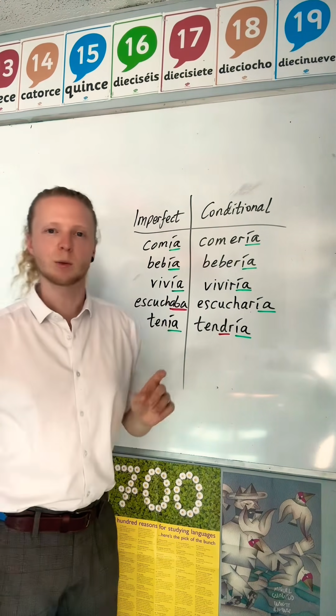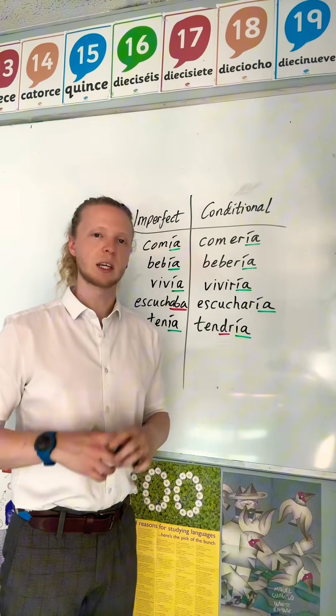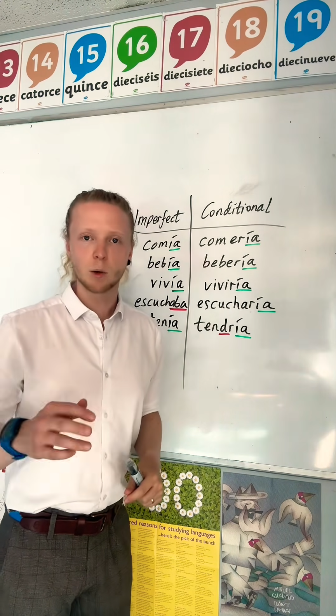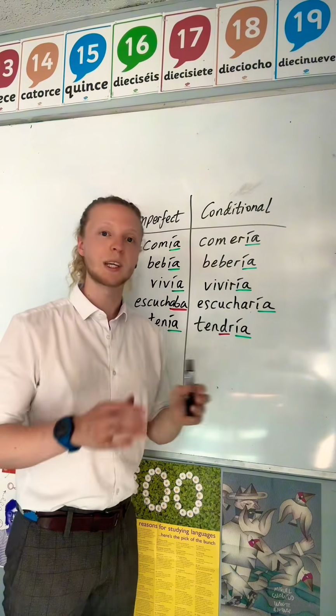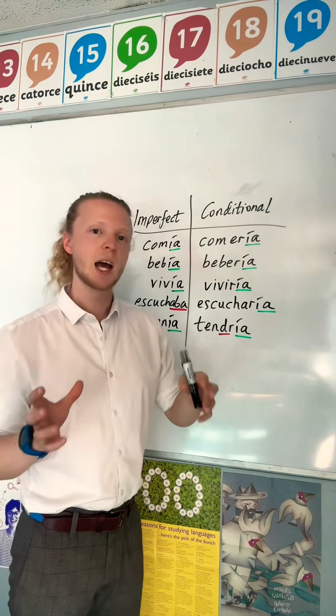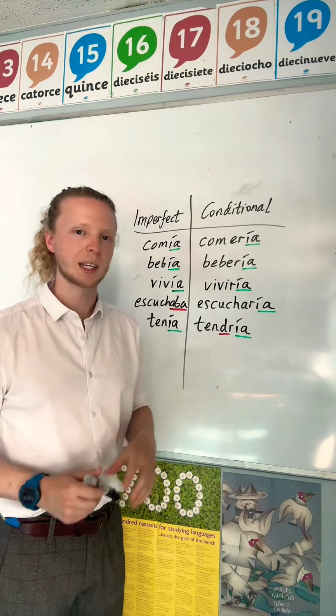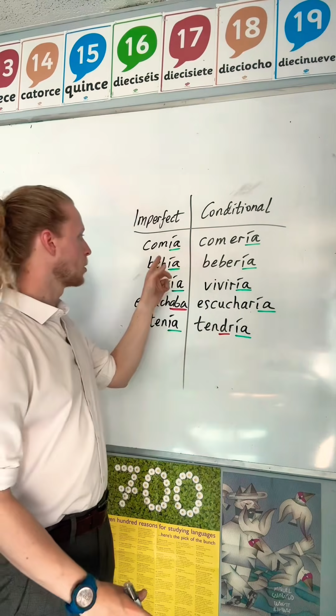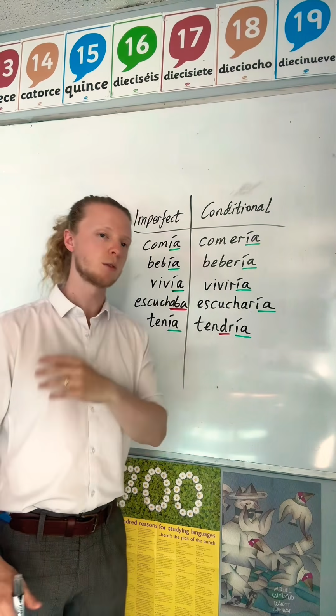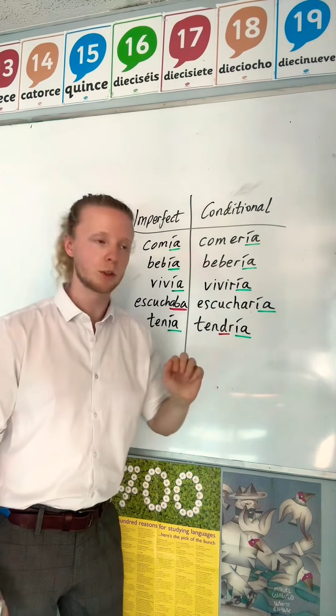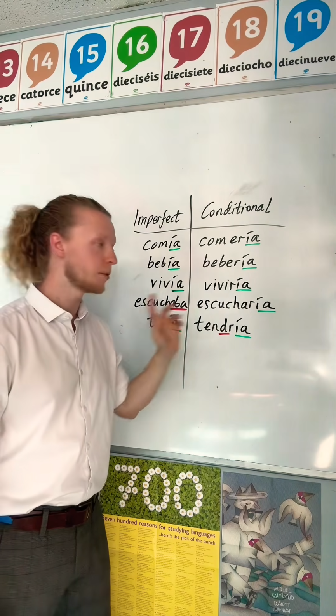For the imperfect tense, we always remove that infinitive ending first, the AR, the ER, or the IR. For the conditional tense, we keep the entire infinitive and then we tag our conditional ending on the end. So to compare these, we've got bebía, I was drinking or I used to drink. Bebería, I would drink. Vivía, I used to live.